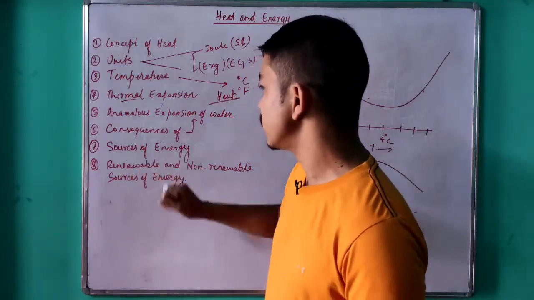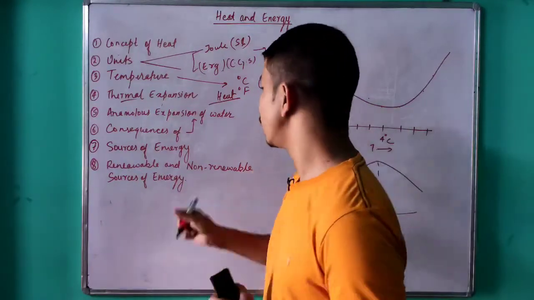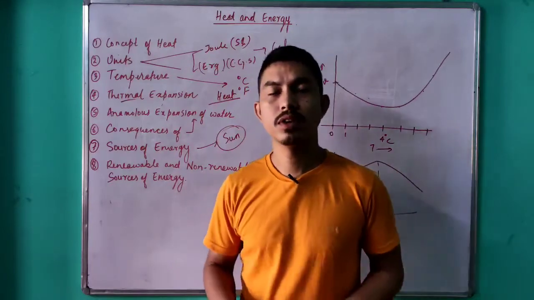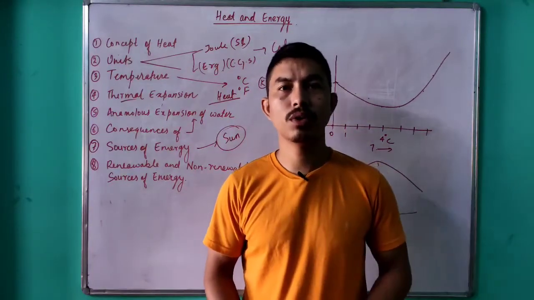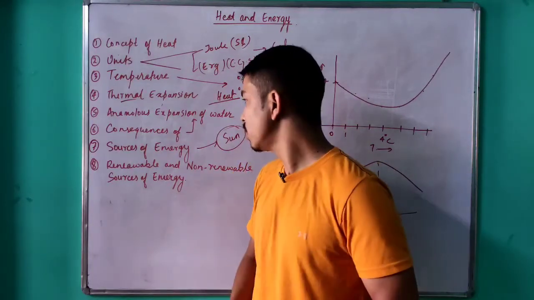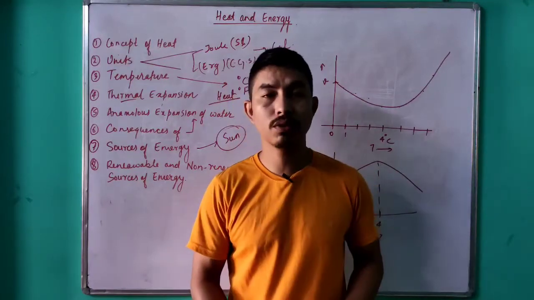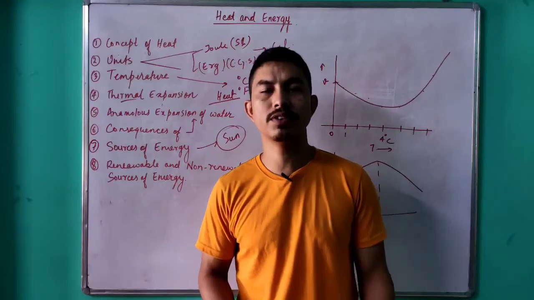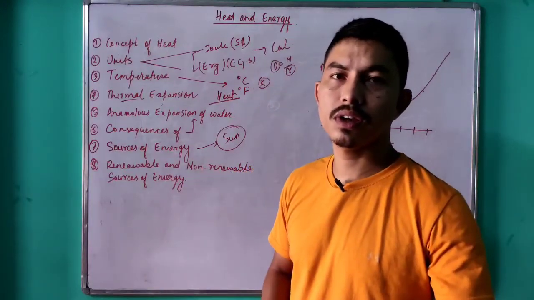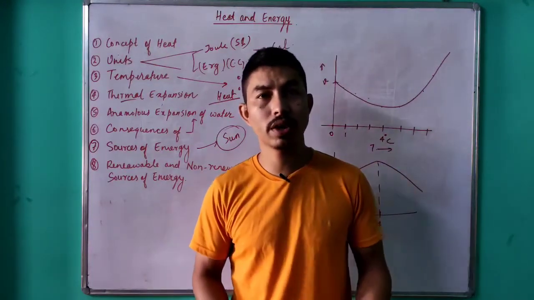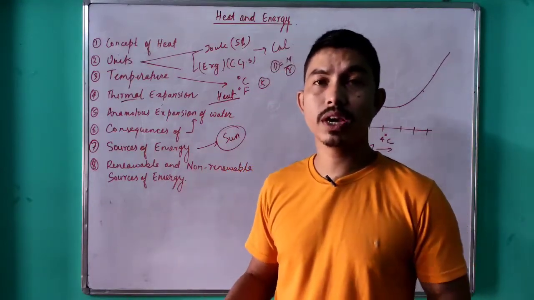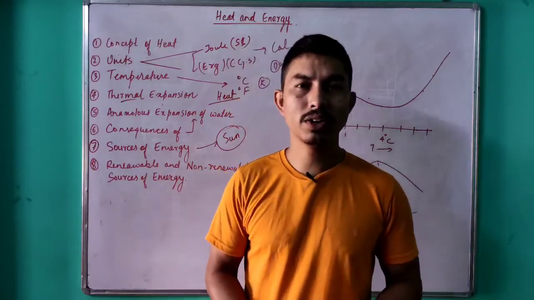Now the sources of energy. Coming to the sources of energy, we consider the sun as the ultimate source of energy, because in the absence of the sun, life on earth would not have been possible. So the sun is the ultimate source of energy. Apart from the sun there are various other sources of energy, like wind energy, heat energy, solar energy, nuclear energy, hydroelectricity. The energy that we can obtain from running water is known as hydroelectricity.